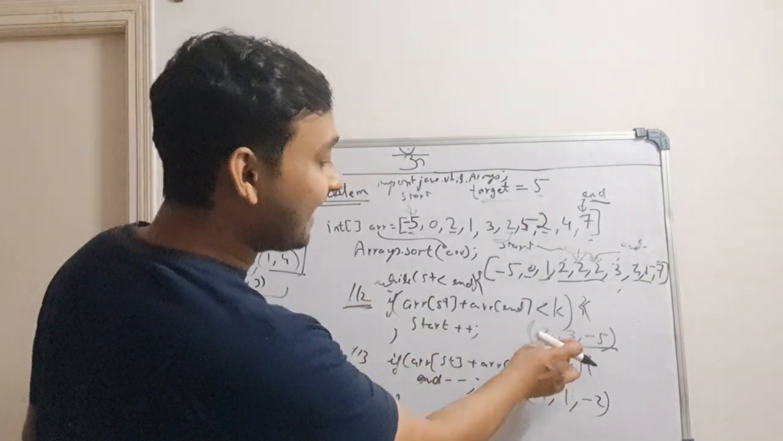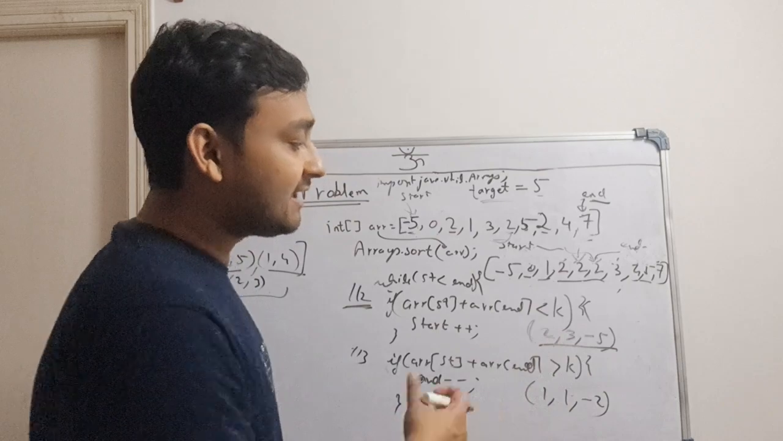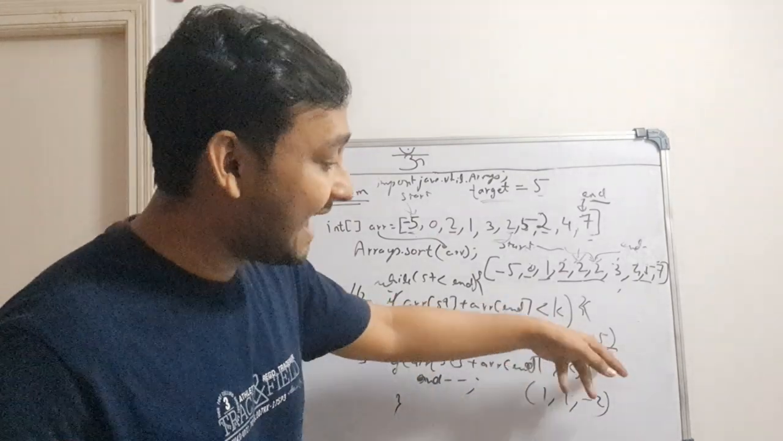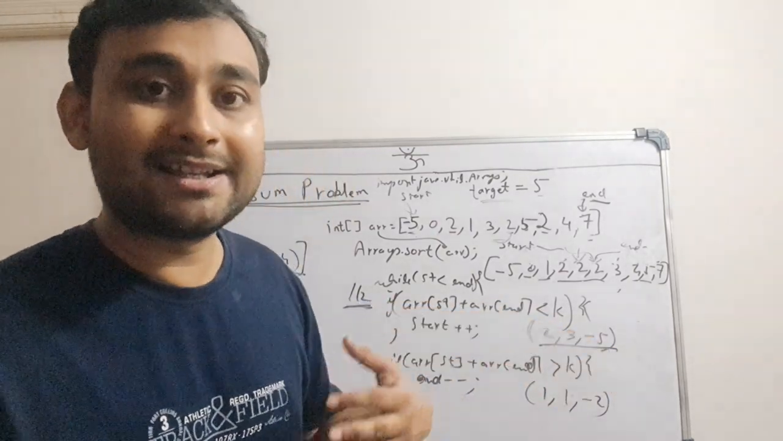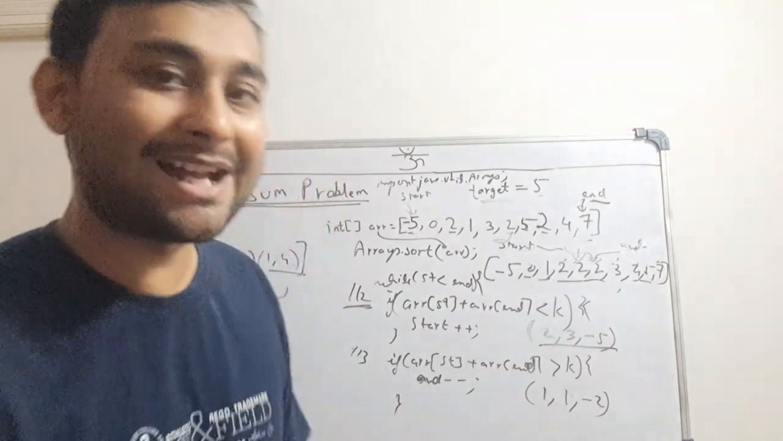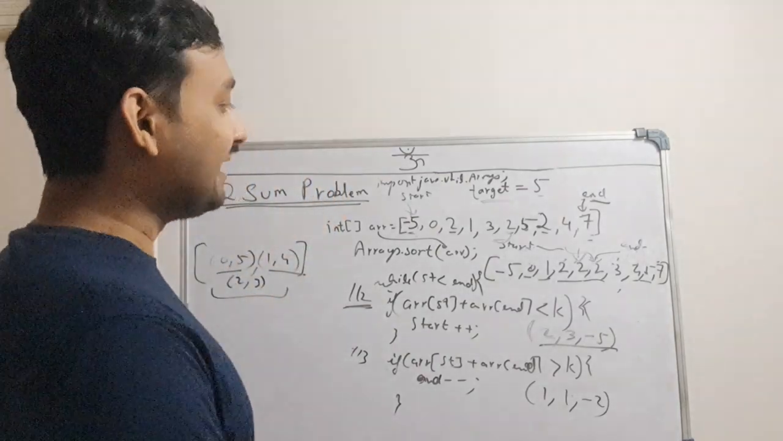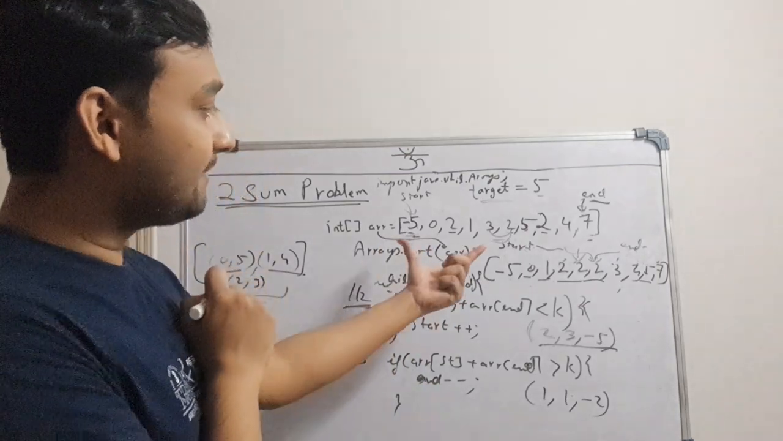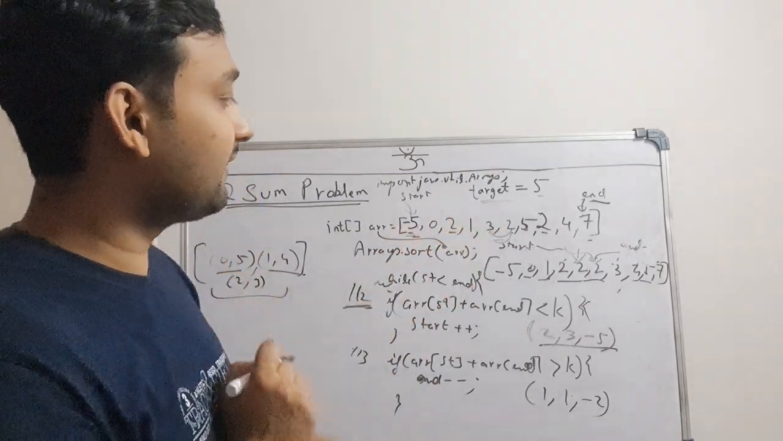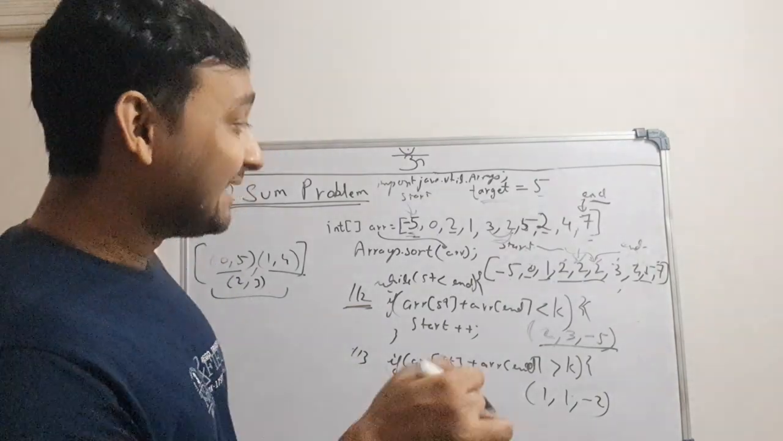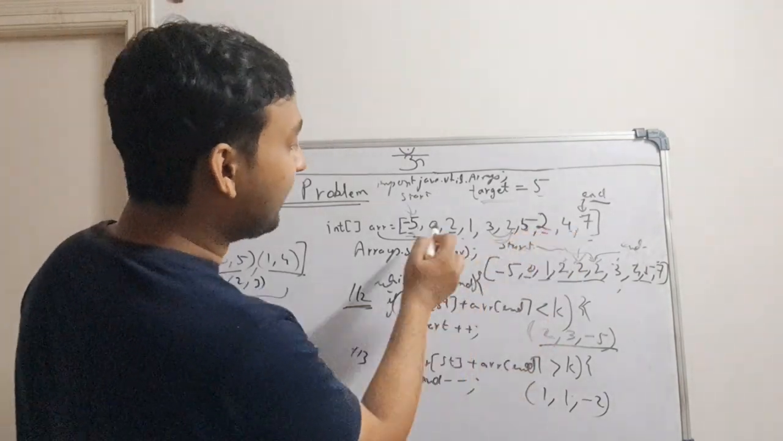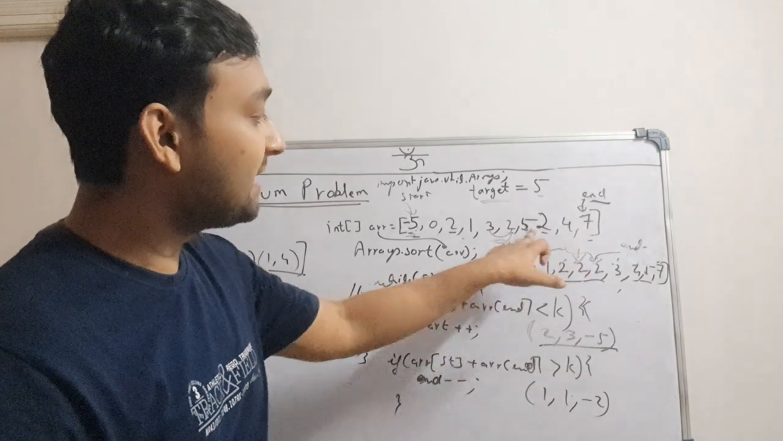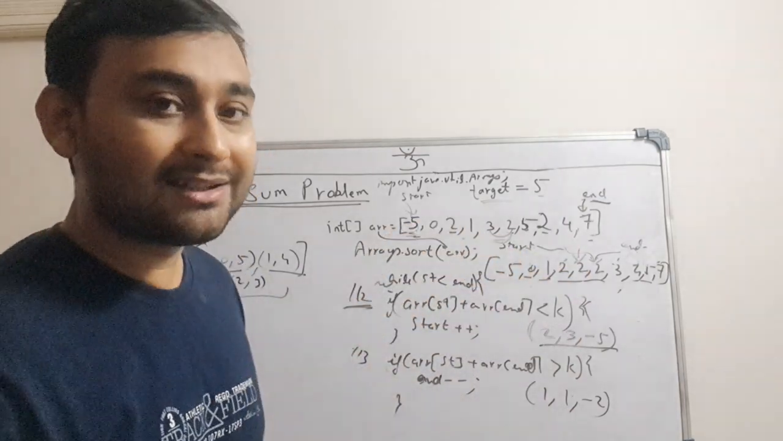I have to find these 2 elements in such a way that if I add another third one, the result will become equal to 0. That is my question for the 3 sum problem. Here 3 plus 2 is 5 and the negation of 5 is already present. So this is my answer: 3, 2 and minus 5. This is one of my answers. Another answer can be 1, 4 and minus 5. How? 4 plus 1 is 5 and 5 minus 5 is 0.